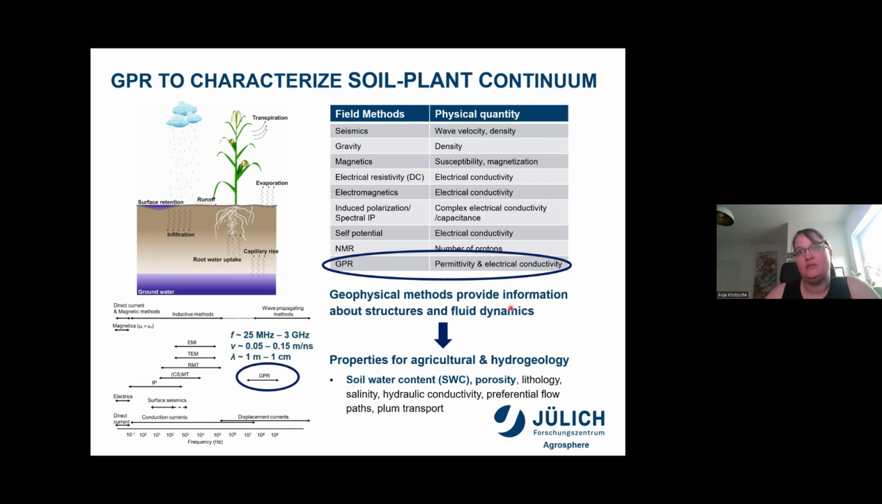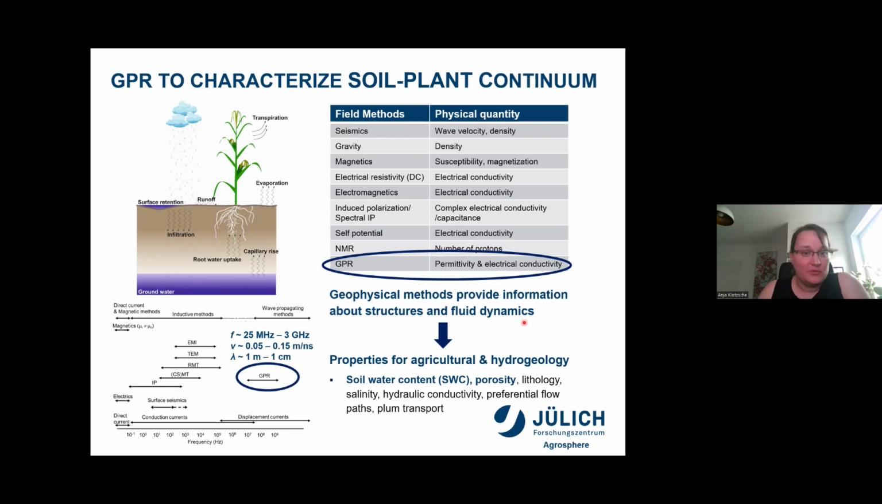Looking at the range of frequencies the methods use, this is the domain of frequencies that electromagnetic methods have. The GPR method uses the highest frequencies, meaning it has the shortest wavelength and can therefore obtain the highest resolution images of the subsurface among field methods. So here we have a nice opportunity to get high resolution images, and keeping this in mind, we have a pretty nice tool that can give us a good investigation of the soil-plant continuum.